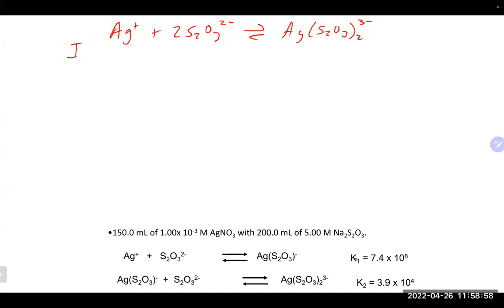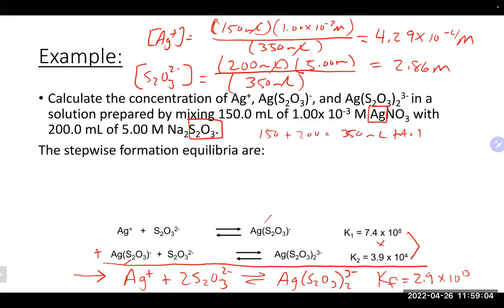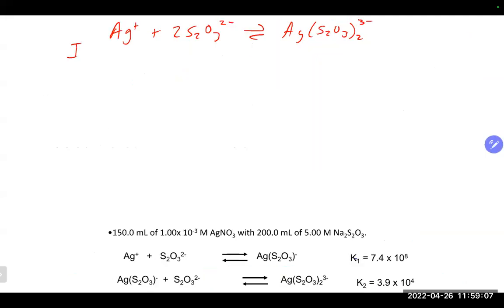Initially, we had 4.29 times 10 to the minus 4 for our silver, 2.86, and 0. So our K value, as we can see for this, was 10 to the 13th. So we can make the same assumption here that all of that silver should get used up in this reaction.